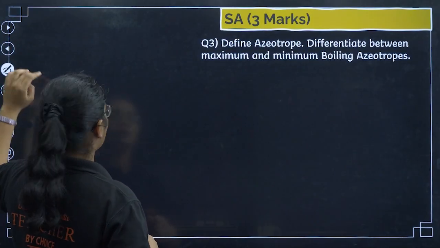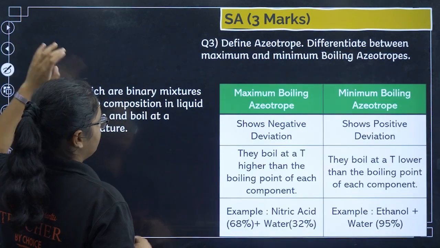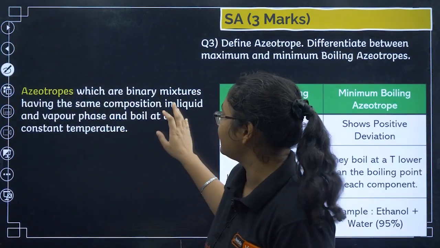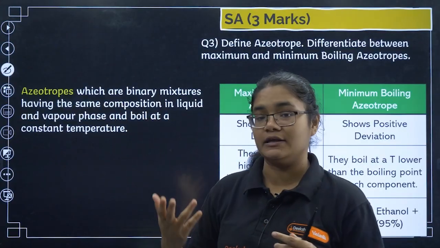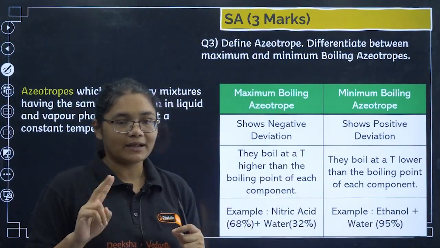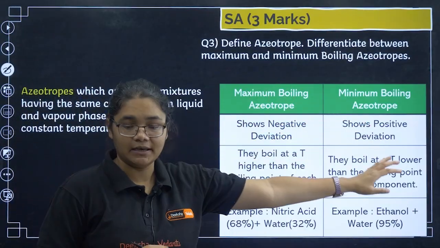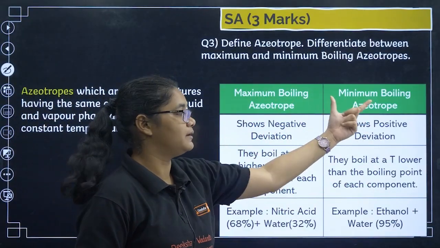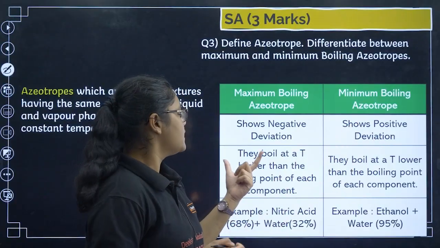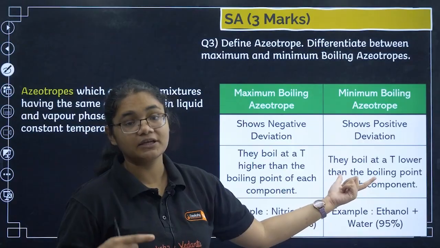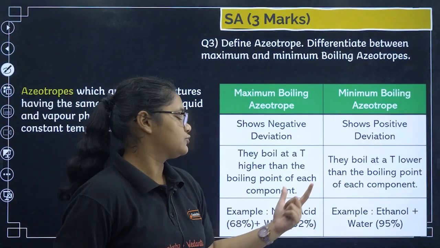Next, azeotrope and the difference between the types. So azeotrope, how will you define it? These are binary mixtures having the same composition in the liquid and in the vapor phase and boiling at a constant temperature. Two types of azeotropes we have, maximum and minimum, right? So maximum boiling azeotrope is shown by negative deviation, minimum is shown by positive deviation. They boil at a temperature higher than the boiling point of each component. They boil at a temperature lower than the boiling point of each component.